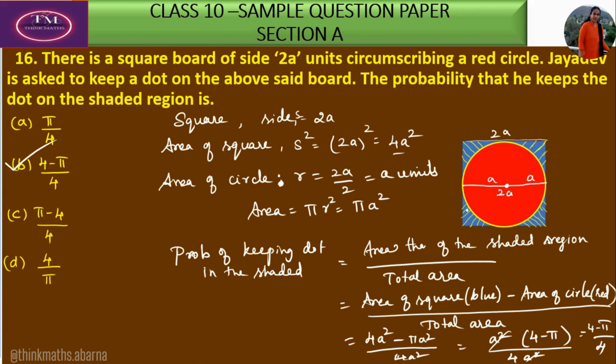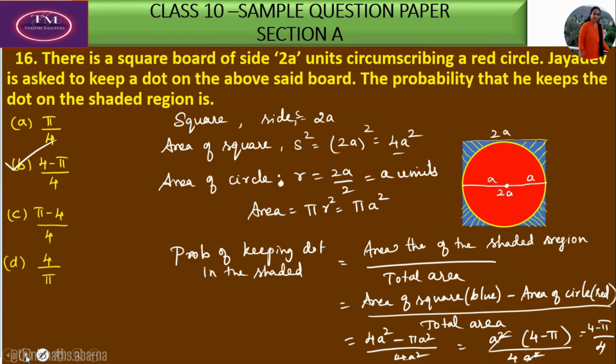Now, probability is nothing but the area of the shaded region divided by total area. We have found the area of the square and the area of the circle. The area of the shaded region is the area of the square minus the area of the circle: 4a square minus pi a square, divided by 4a square. So a square is common, we took it outside. So it is 4 minus pi divided by 4a square. The a square gets cancelled, so the answer is 4 minus pi by 4. This is the probability that he keeps the dot on the shaded region. Okay, children, do you understand?